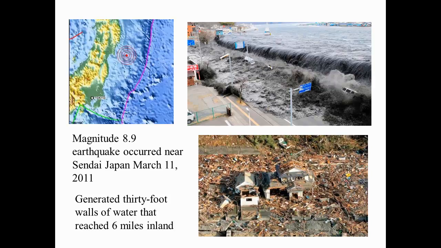Then there was that magnitude 8.9 earthquake that occurred near Sendai, Japan, back on March 11 of 2011, which quickly generated a 30-foot wall of water that reached as far as 6 miles inland.